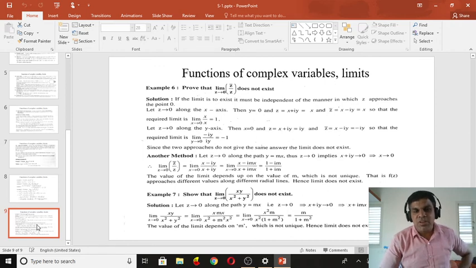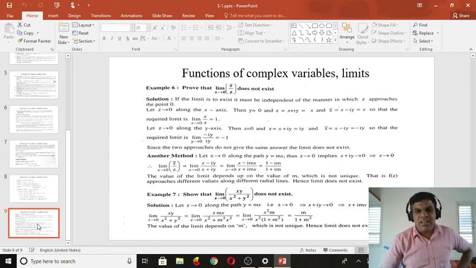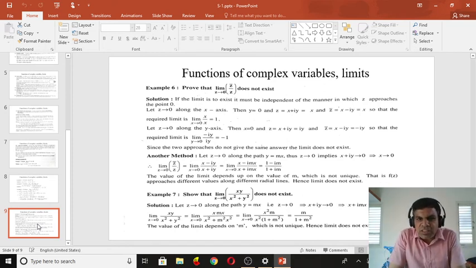Observe that along the x-axis, the real axis, the value is 1, and along the imaginary axis the value is minus 1. So here the limit does not exist, since 1 and minus 1 are not equal. Since the two approaches do not give the same answer in the limit, the limit does not exist.